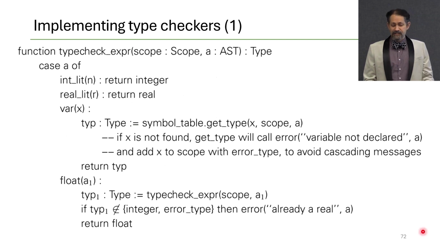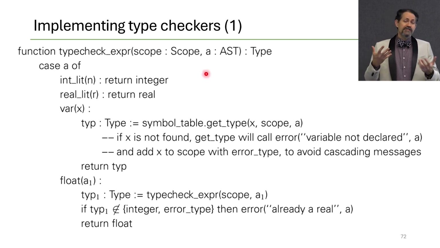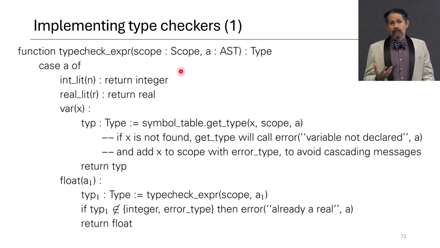Let's look at the implementation technique in more detail. Here we have a function for type checking expressions. It takes the scope that we're currently in and the AST of the expression that we want to type check. It will return a type for that expression. We do a case analysis on the AST. This is similar to figuring out which of the typing rules applies. In this case, we figure out which typing rule applies just by the form of the expression.